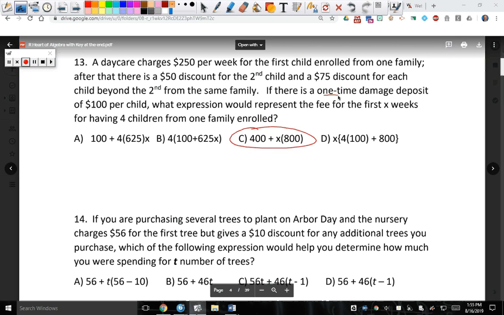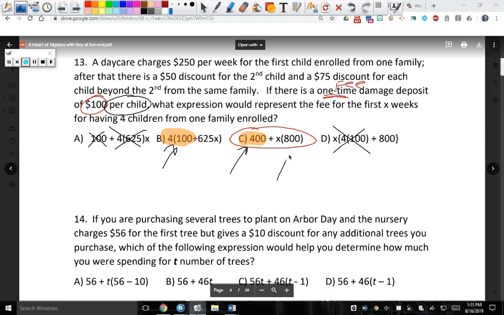The reason why: this one time is a fee. And I see 100, but then I also see per child. So I should be looking for somewhere that has a 400 all by itself. See, these other ones don't have 400 by itself. It has 400x, and it has 100 over here. Okay? So that's that one-time fee per child.